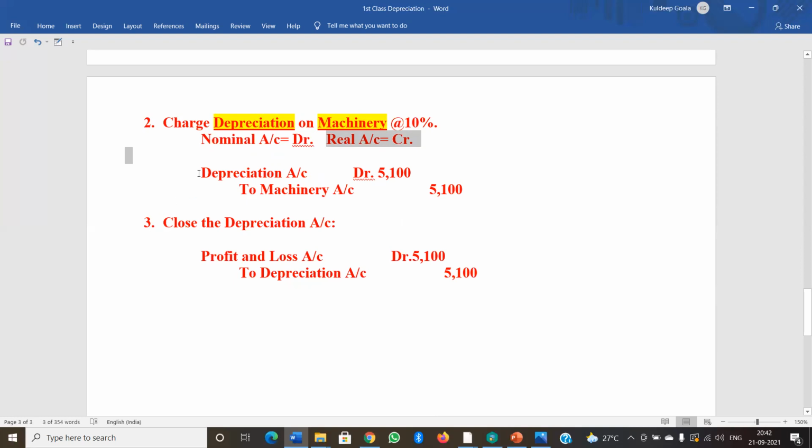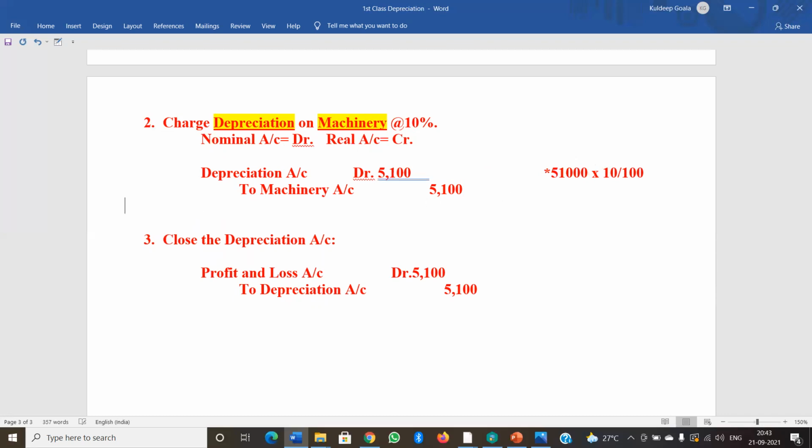Then what will be the journal entry? Depreciation will be debited and machinery will be credited. So the journal entry will be depreciation account debit 5,100 to machinery 5,100. How did this 5,100 come? We have got the machinery value as 51,000, isn't it? And what was the rate? 10%, right? 51,000 into 10 by 100. So this is how the depreciation amount of 5,100 came.